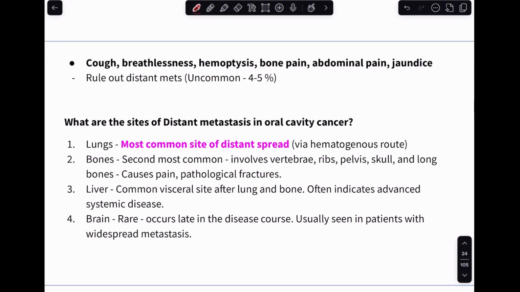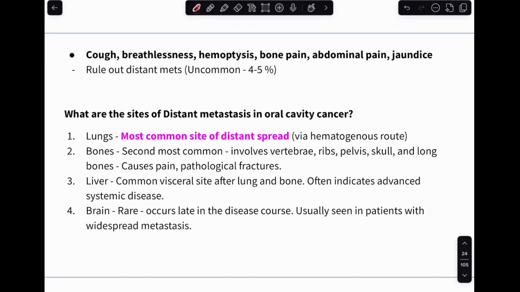Next, you also need to take some history that may indicate if there is distant metastasis in the patient or not. The histories we have taken are cough, breathlessness, hemoptysis. These three will indicate involvement of the lungs. The lung is the most common site of distant metastasis in oral cavity cancer. Next, bone pain would indicate involvement of the bones, and abdominal pain and jaundice would indicate involvement of the liver. So, lung, bone, and liver are the most common sites that get involved if they do get involved.